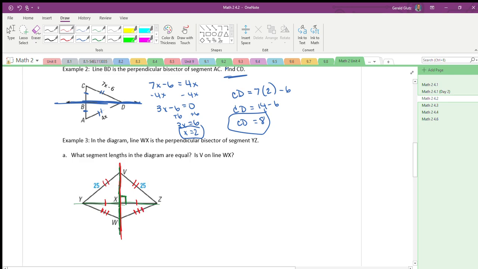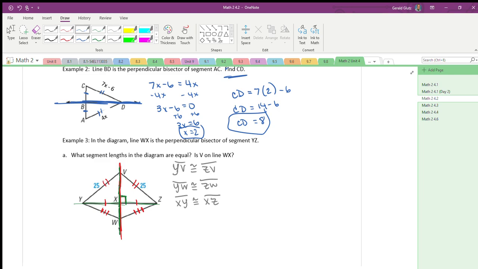So what segment lengths in the diagram are equal or congruent? Well, YV is congruent to ZV, YW is congruent to ZW, XY is congruent to XZ. So I'm just naming everything that we know is congruent. I don't think there's anything else in there. And then, is V on line WX?